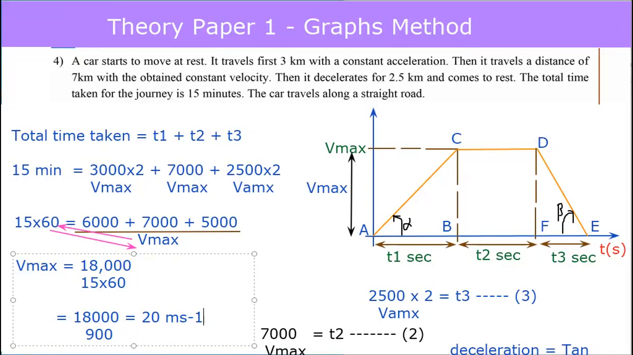Is it correct? Who got this answer? The maximum velocity obtained by the object is 20 meter per second. If you got this answer, please raise your hand up in the Zoom chat.